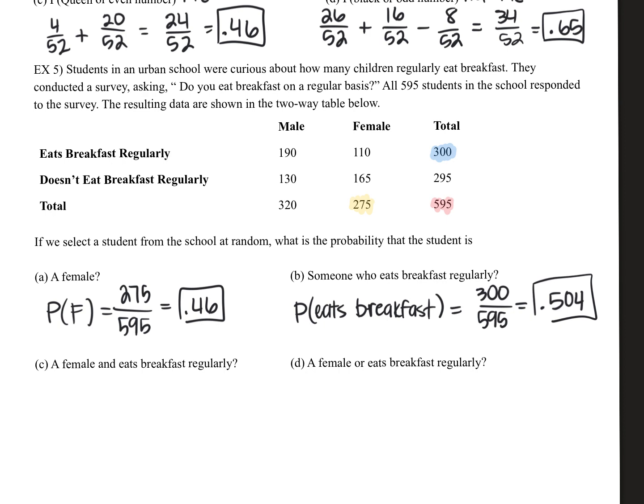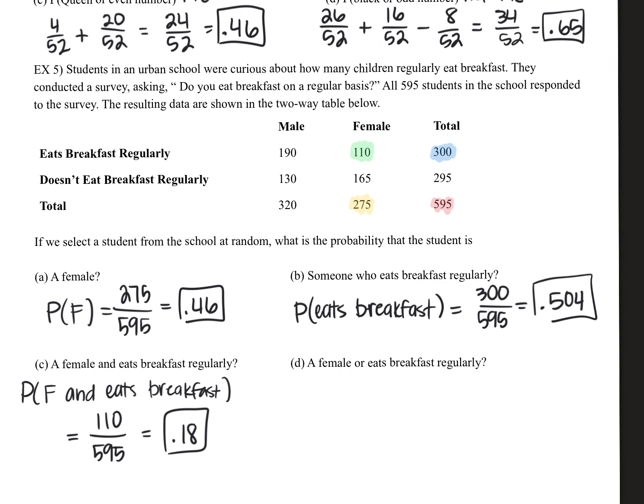Okay. Next one is probability that you get a female who eats breakfast regularly. So that's the probability of F and eats breakfast. So I'm going to look for where those overlap. So eats breakfast regularly and female. So that's going to be 110 out of 595. Which is 0.18.